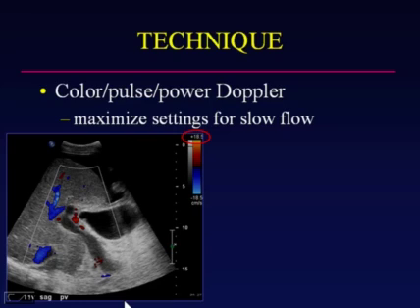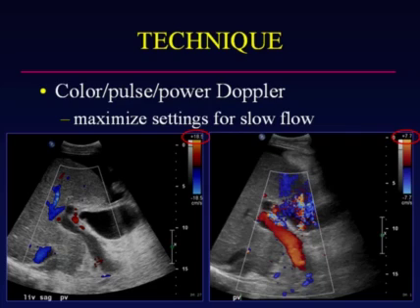The scale is relatively high, and it is set too high to detect very slow flow. So when you decrease that velocity scale, as we did just a few minutes later, you can see now that there is complete fill-in of the main portal vein with color flow, and you have the correct diagnosis, which is that there is no portal venous thrombosis.